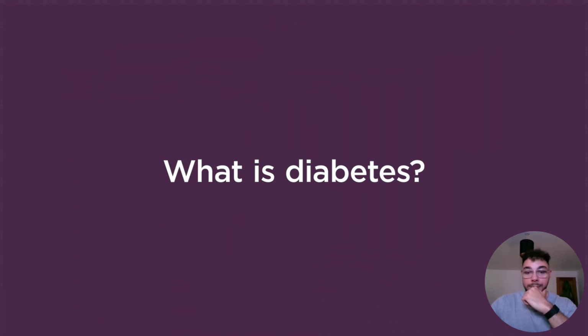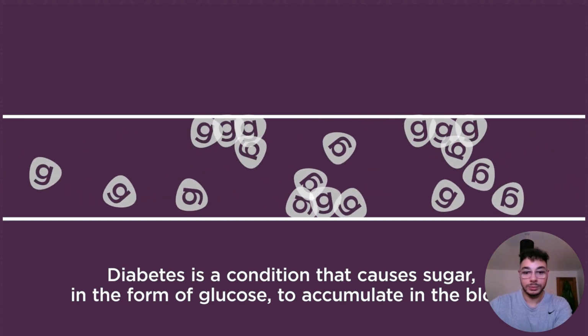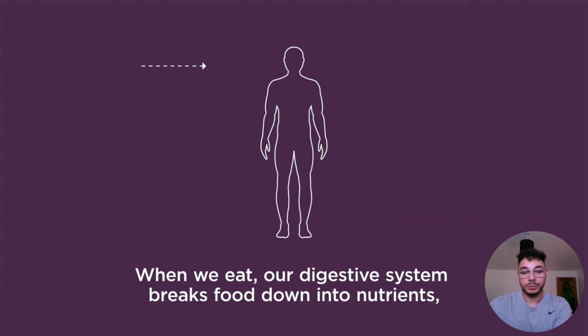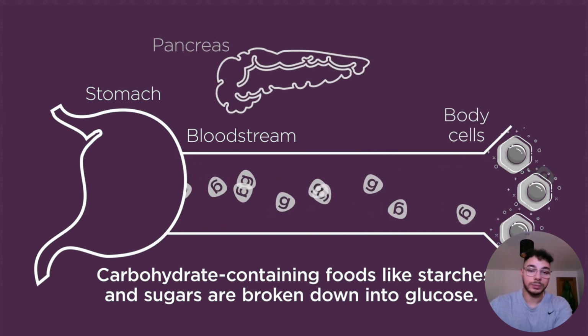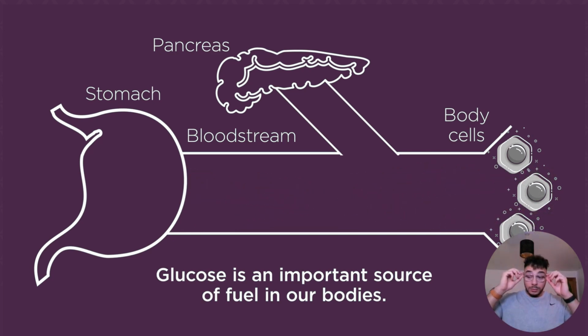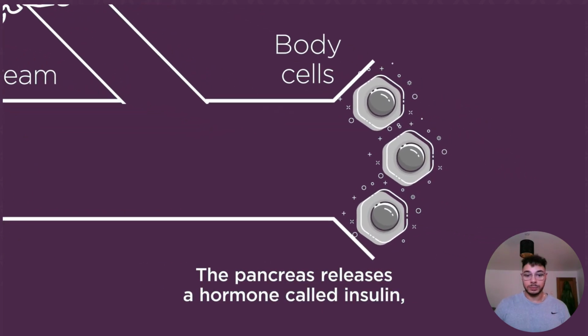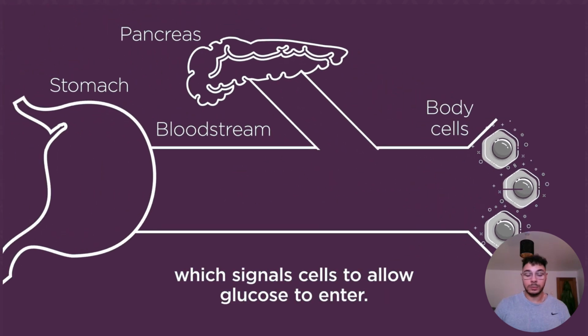What is diabetes? Diabetes is a condition that causes sugar in the form of glucose to accumulate in the blood, rather than being used as fuel by the body cells. When we eat, our digestive system breaks food down into nutrients, which are then absorbed to be used in our bodies. Carbohydrate-containing foods like starches and sugars are broken down into glucose. Glucose is an important source of fuel in our bodies. To be used for fuel, glucose must enter our cells. The pancreas releases a hormone called insulin, which signals cells to allow glucose to enter.